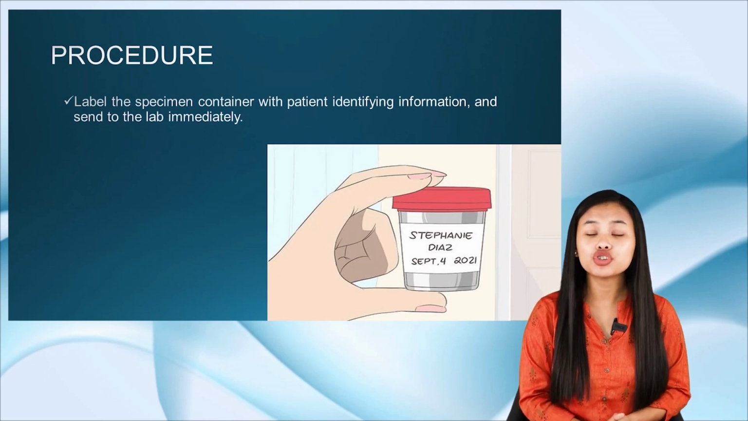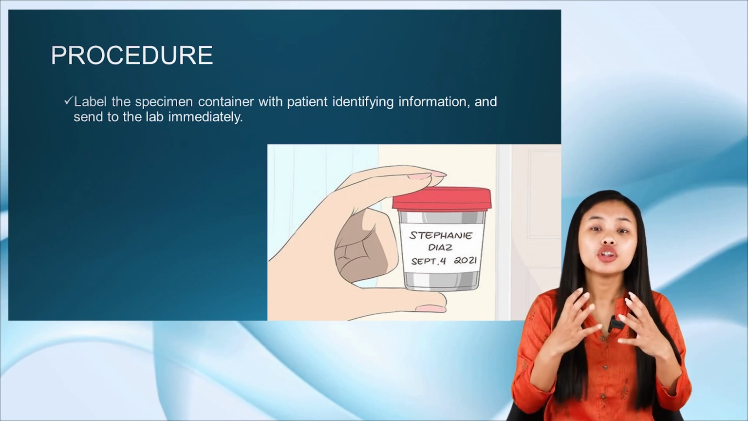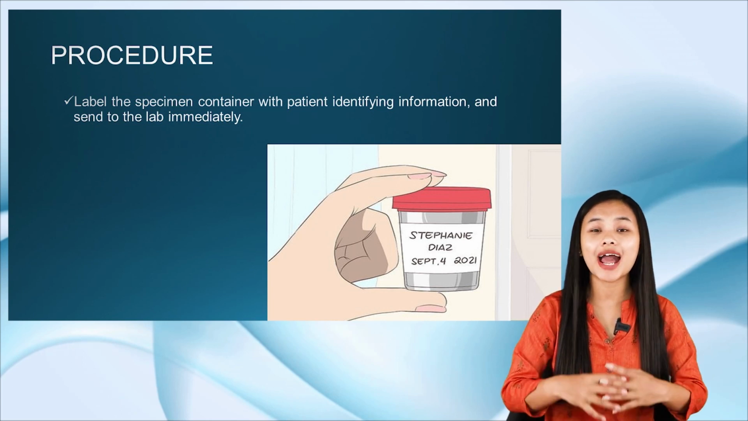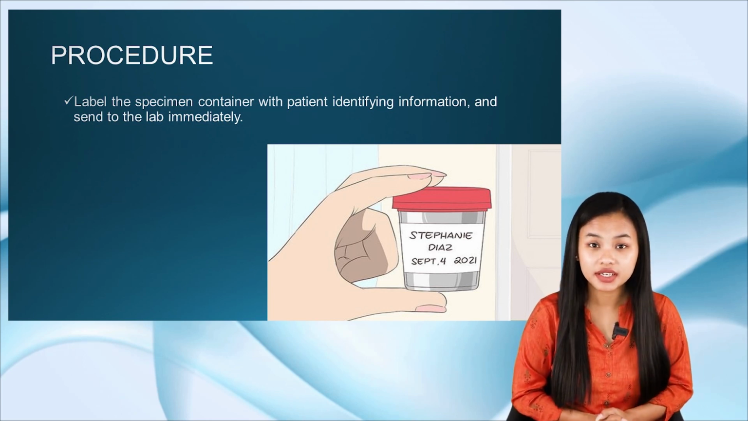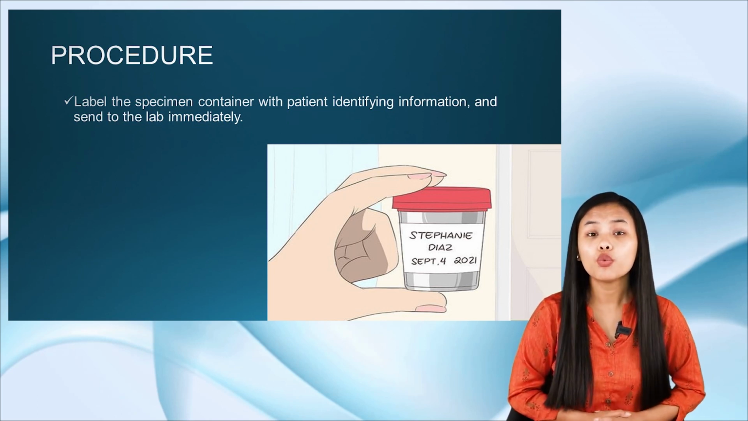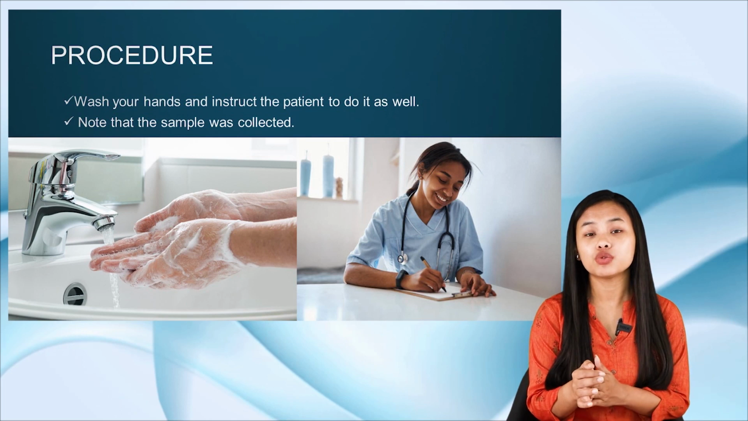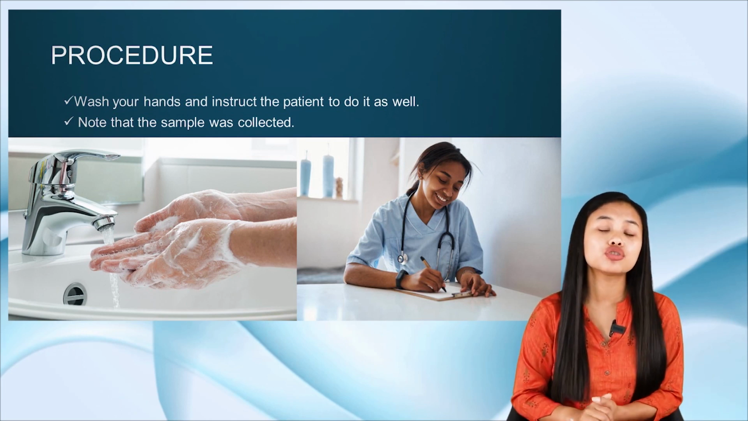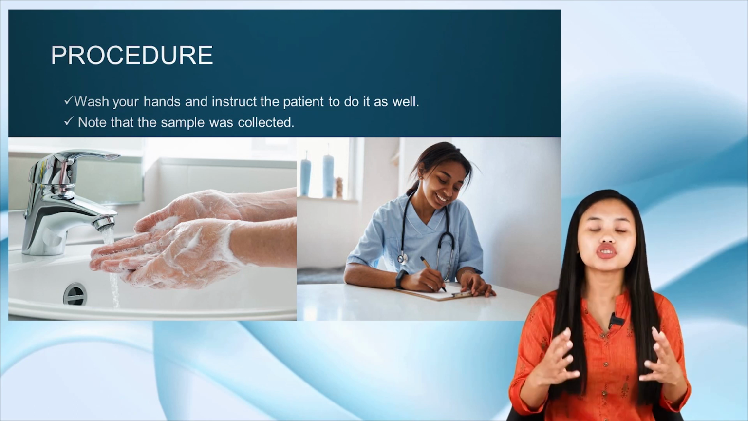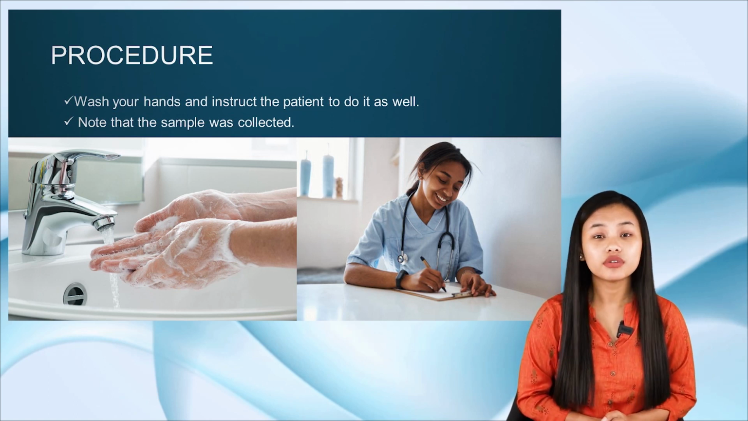You must advise the patient to void in the container, and once they have voided and handed the specimen container to you, you must make sure that you label it with the patient identifying information and send it to the laboratory immediately. Because here, a delay in examining the specimen may cause a false result when the bacterial determinations are to be made. And once this is done, you must wash your hands, as well as instruct the patient to wash their hands as well, and then note that the sample has been collected. So this is what you must do when you need to advise the patient to collect the random urine sample.